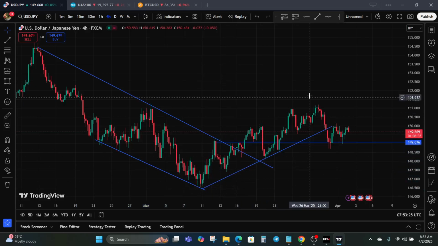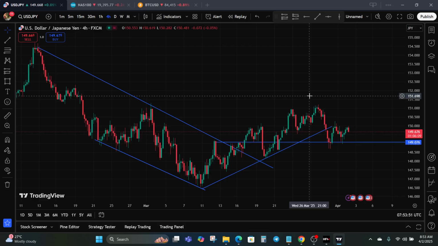Now, there are two main types of divergence. We have regular divergence, which signals a potential trend reversal, and we also have hidden divergence, which indicates trend continuation. Okay, so divergence works because indicators reveal momentum shifts before price reacts, giving traders an early heads up on potential reversals.